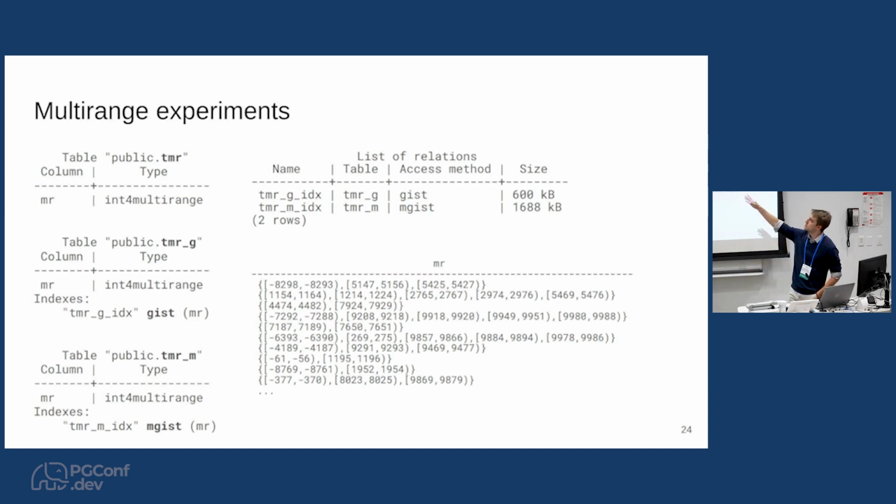So let's say we have a table, TMR, the multi-range table with multi-ranges. We duplicate it 3 times. In the first case, we have no index on the table. In the second case, we have a GiST index. And in the third case, we have a MGiST index. And these tables all have the same 10,000 rows of multi-ranges. You can see, of course, since the GiST contains multiple entries per tuple, it's a bit larger. In this case, it's almost 3 times as large. But it will allow us to provide larger speedups.